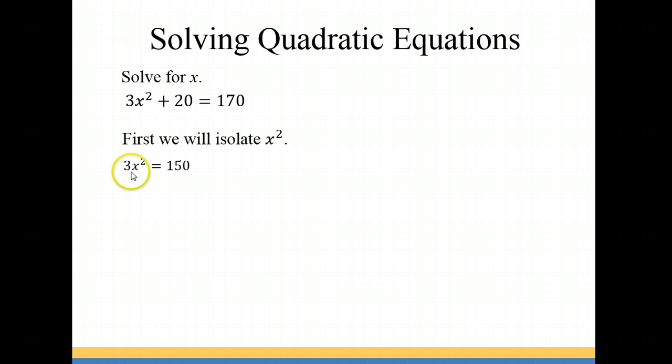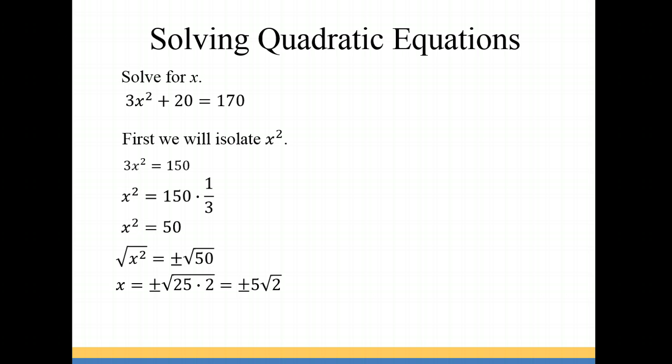Now our next step is to undo the multiplication. So we're going to divide both sides by 3, or we could say we're multiplying by 1/3. But 150 times 1/3 is 50. So we've now isolated the x squared. Once we isolate the x squared, then we're going to take the square root of both sides. So we have the square root of x squared, which is x, and the square root of 50. Now again, remember that we're putting plus or minus there because we actually have two solutions.